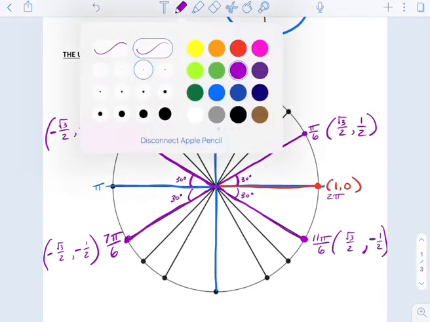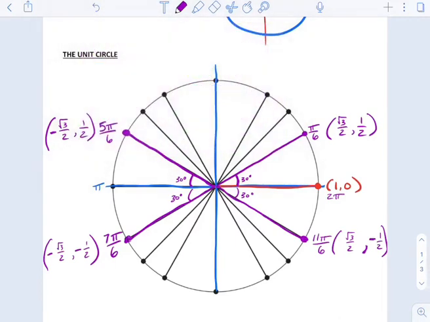One other thing to keep in mind is notice which ratios are positive and negative. Remember that CAST rule.